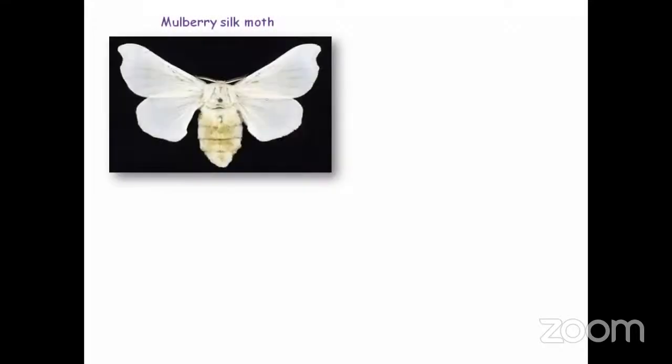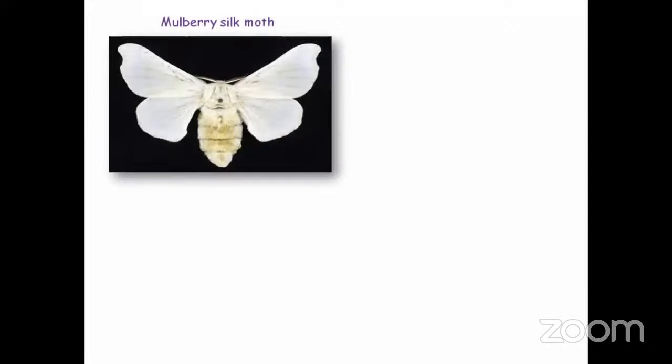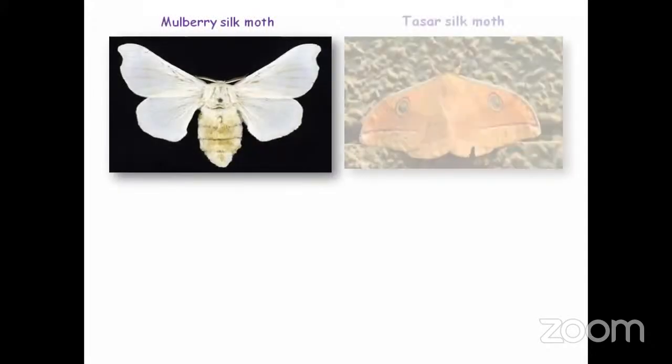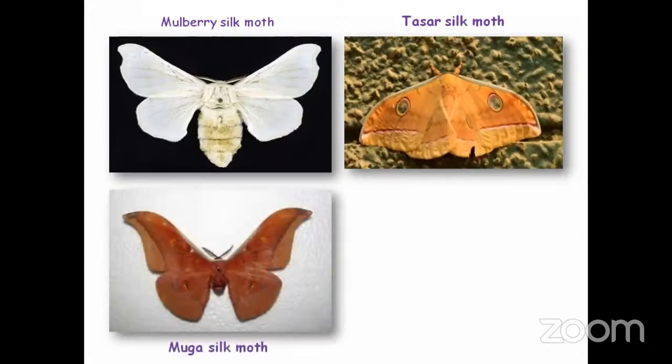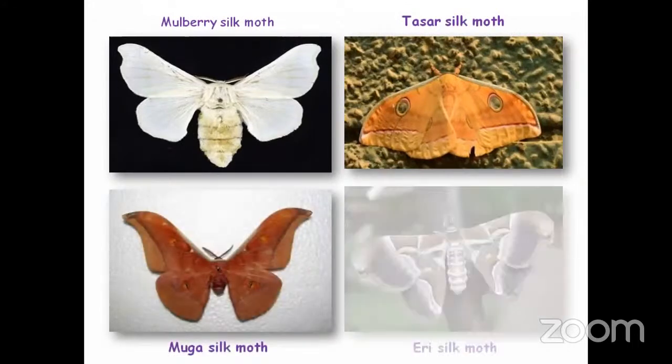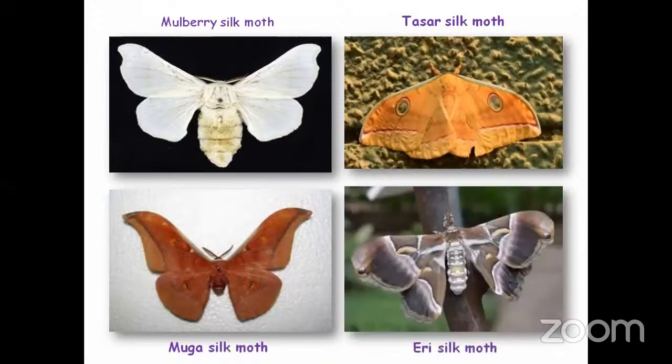The first one is the mulberry silk moth. Sorry, the types of silk moth. The first one is the mulberry silk moth, then the second one is the tussar silk moth, the third one is the Muga silk moth, and the fourth one is the Eri silk moth. So in India, these four types of silk moths are found, particularly.